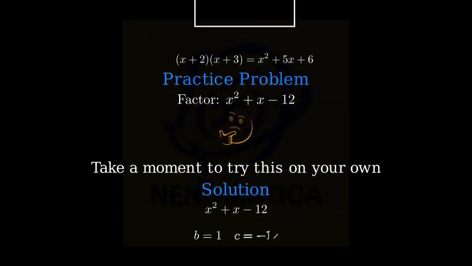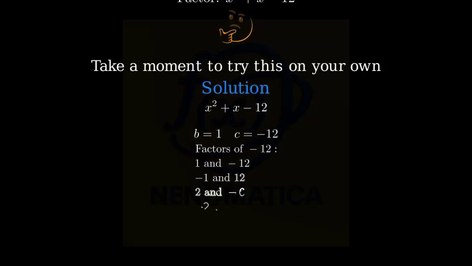The coefficient of x is 1, and the constant term is negative 12. We need two numbers whose sum is 1, and whose product is negative 12. The factors of negative 12 include 1 and negative 12, negative 1 and 12, 2 and negative 6, negative 2 and 6, 3 and negative 4, negative 3 and 4.